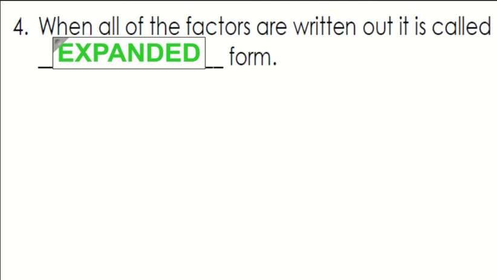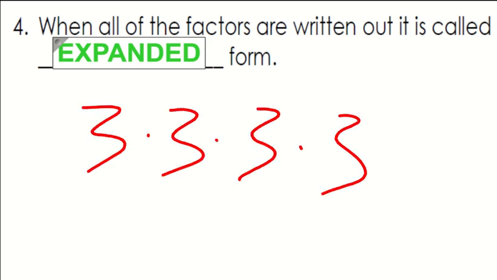When all the factors are written out, it's called expanded form. So if I take that power from before, 3 to the 4th power, and I want to write it in expanded form, that's like I just said, 3 times 3 times 3 times 3. So that's expanded form. You can look at it, you can see it's expanded. It's much longer, okay? In the case of some, it's going to be a whole lot longer.